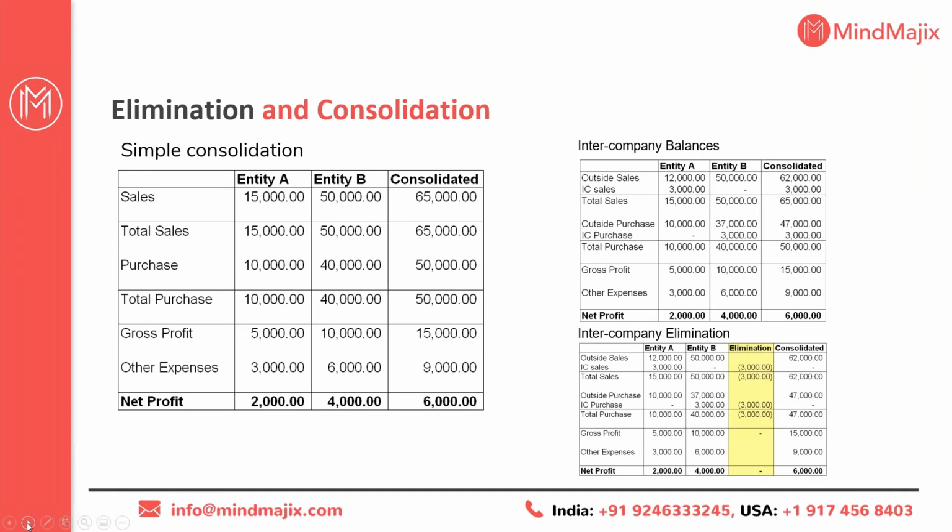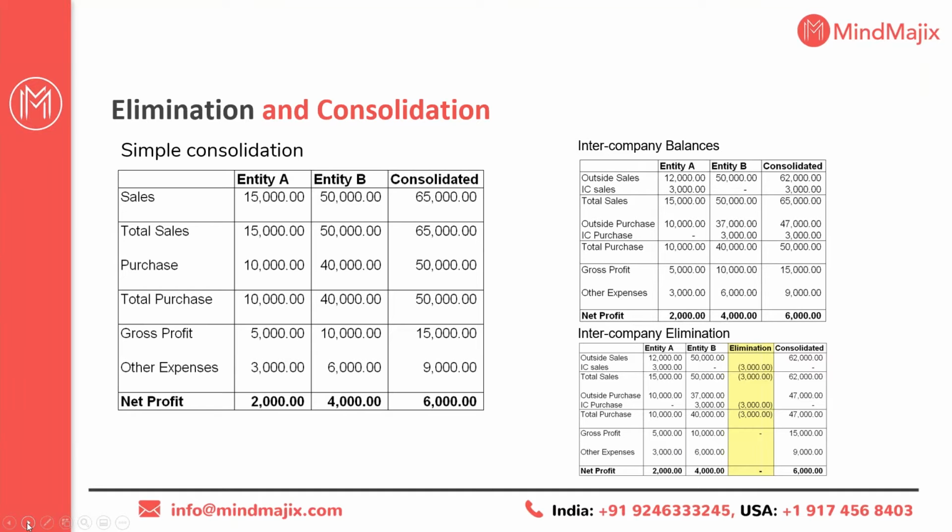Coming to elimination and consolidation. A normal simple consolidation looks like this: you have sales of 15,000 for entity A, and for entity B something like 50,000. The normal consolidation number will be around 65k.